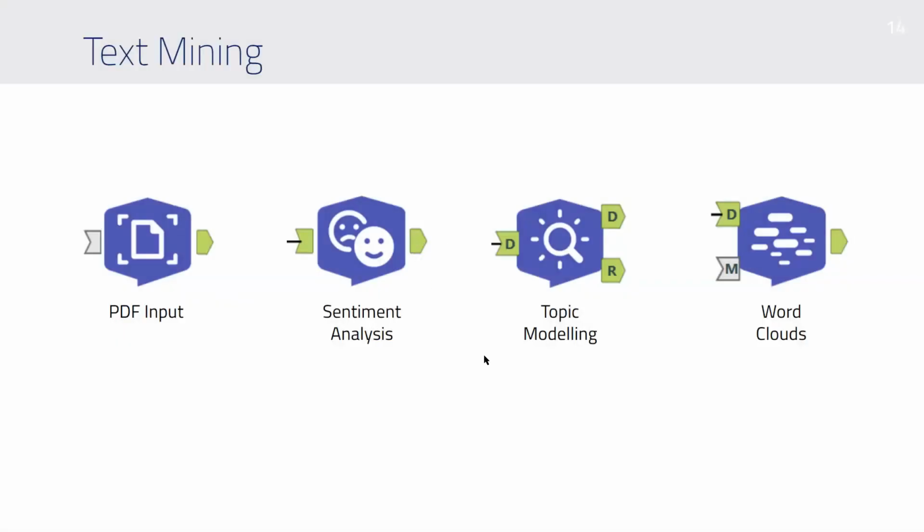So the text mining tools consist of 4 main ones. There are other ones that I'll also be showing you. So for text mining, you can use the PDF input tool. These are actually 3 different tools that work together. Sentiment analysis and topic modeling are both tools that are based on unsupervised machine learning. So you point this tool to a specific text field and you let it do its thing. You don't need to do anything. And lastly, you can also create word clouds from your text data.